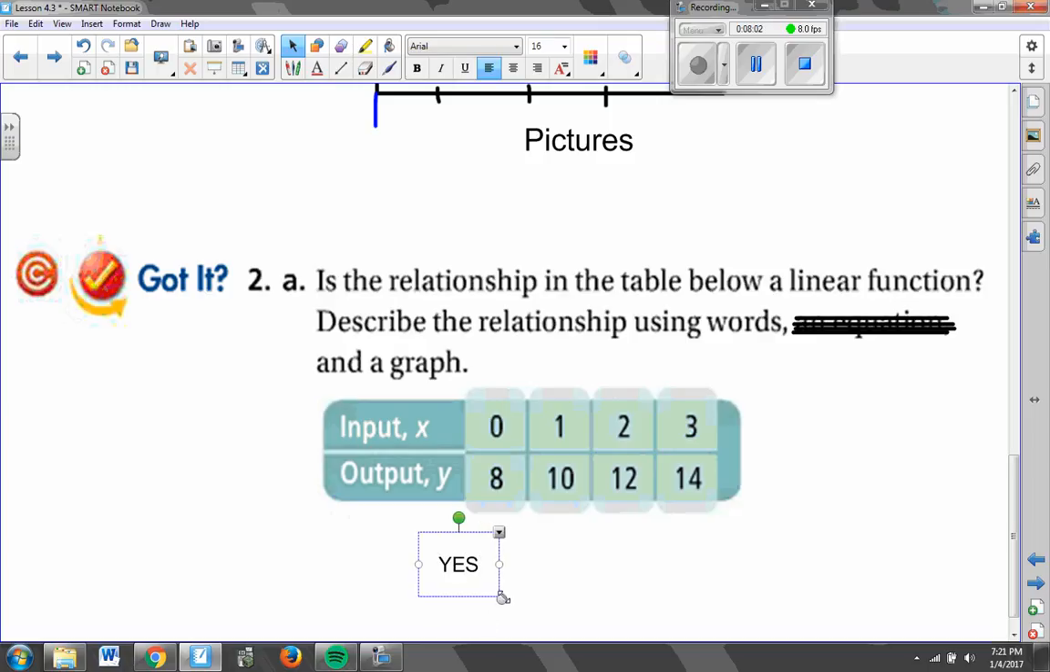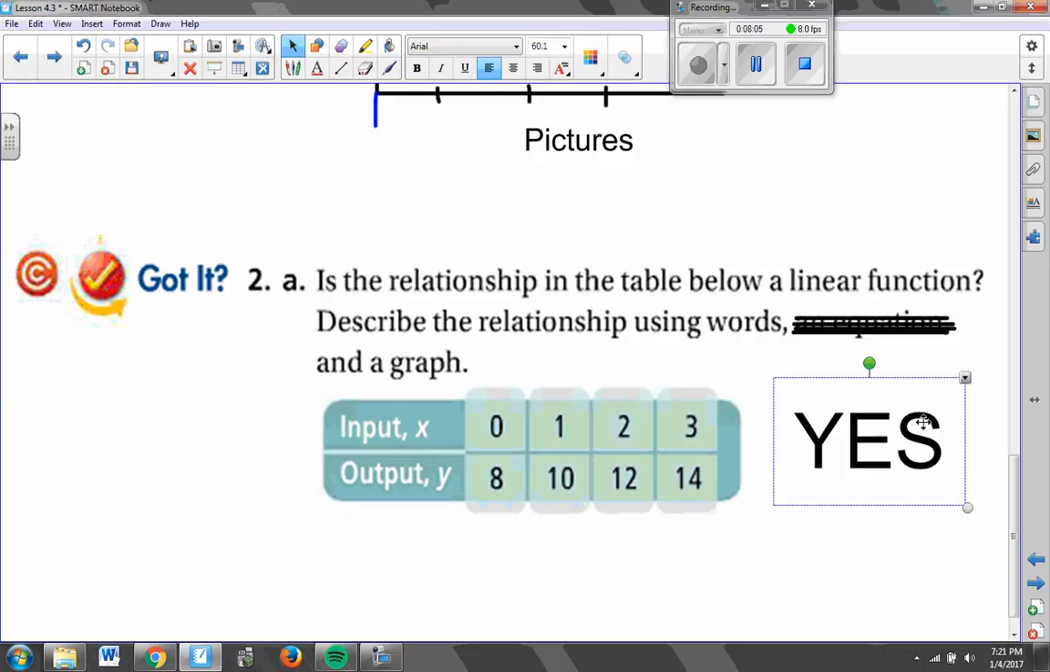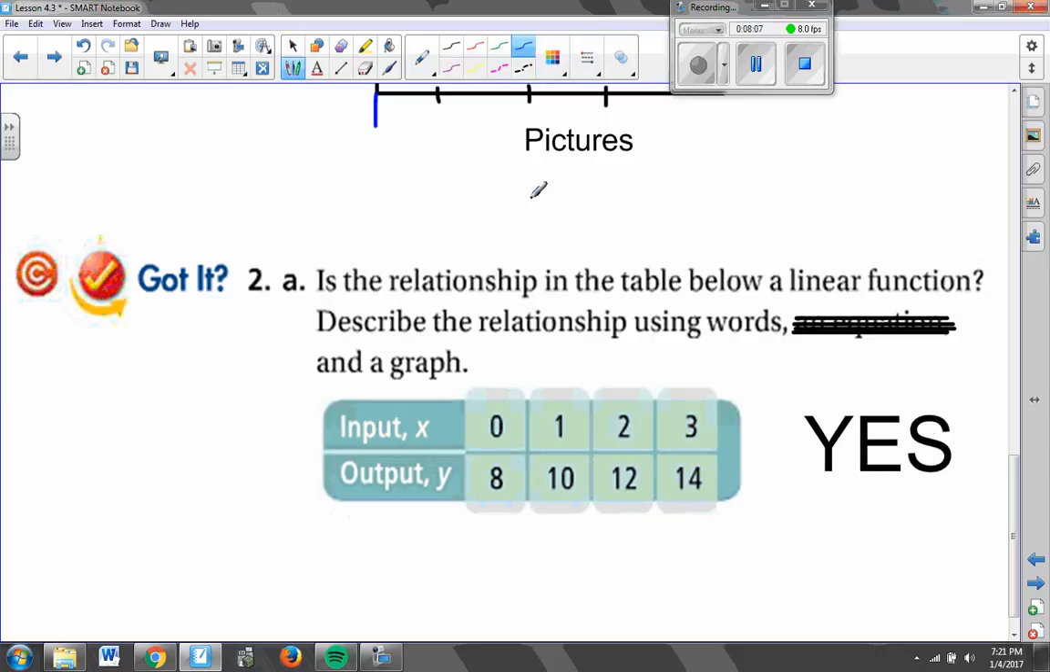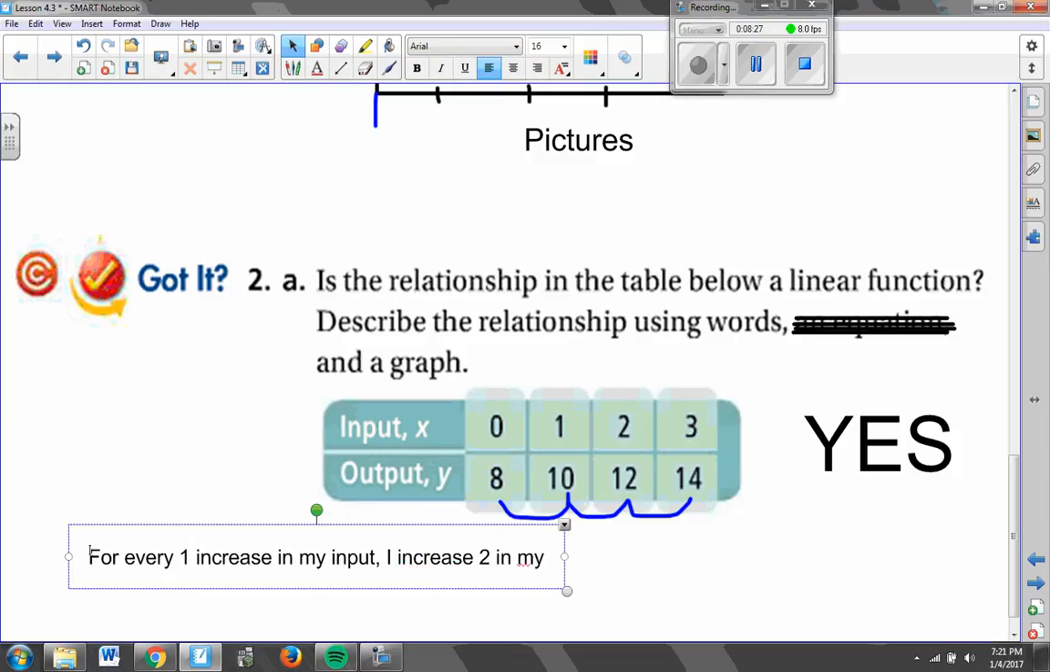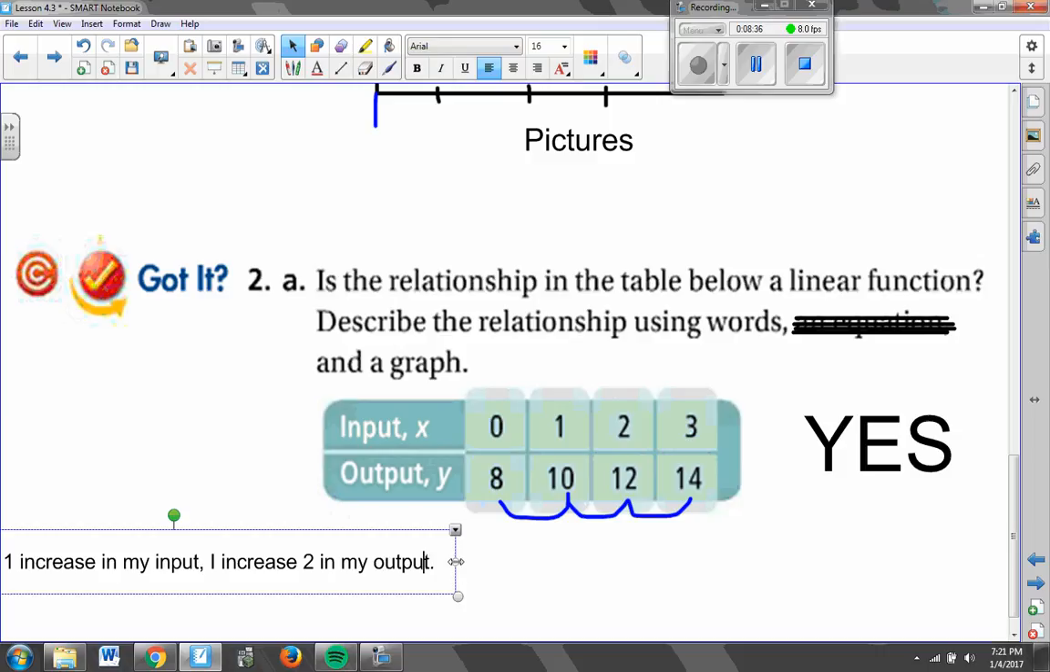The answer is most certainly yes. This is a linear function because my y values, my output values here, continue to go up by 2, up 2, up 2, up 2. Okay? So that's what I would say in my words. I would say for every 1 increase in my input, I increase 2 in my output. Okay? So there's my sentence, there's my words describing this situation.